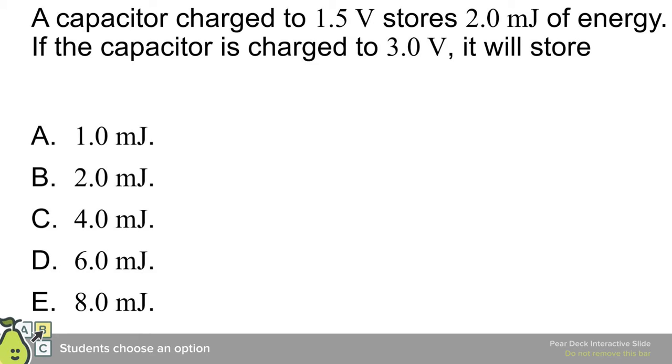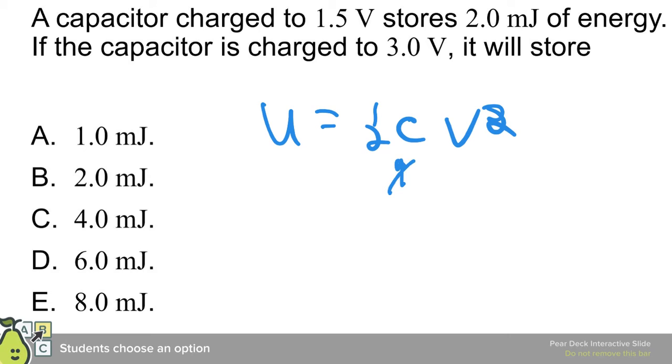All right, a capacitor charged to 1.5 volts stores 2 millijoules of energy. If the capacitor is charged to 3 volts, it will store how much energy? And of course, we see here that we have doubled the voltage, and as a reminder, the energy is 1/2 the capacitance times the voltage squared. We've changed the voltage, but we've left the capacitance alone. All right, this is twice as much, but then squared, so we have 4 times as much.